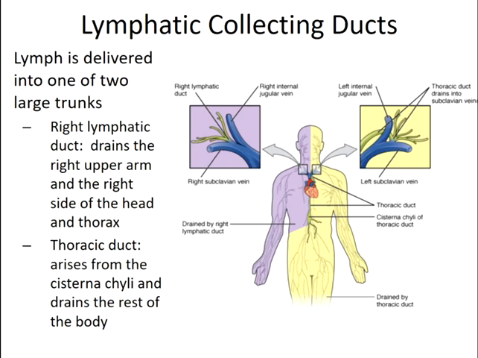Now, you would think that because you have a right lymphatic duct, you would have a left lymphatic duct. Well, in actuality, we don't have a left lymphatic duct. We have what's called a thoracic duct. And the thoracic duct is going to collect lymphatic fluid from everywhere else in the body, meaning not only the left side of the head and neck and the left side of the upper extremity, but also the right and left sides of the lower extremities, which are all going to make their way up to the thoracic duct.